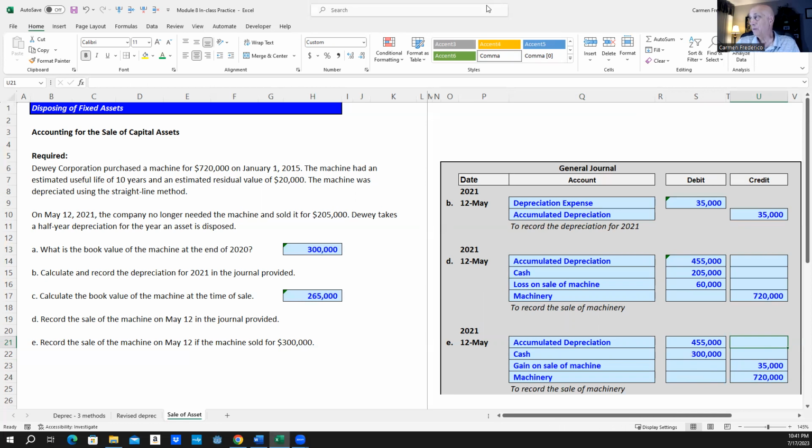And that is how you account for fixed assets, property, plant, and equipment, capital assets, whatever you want to call them.